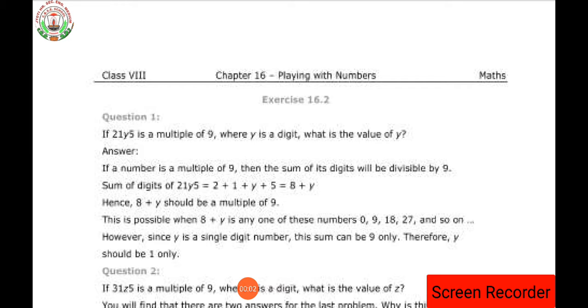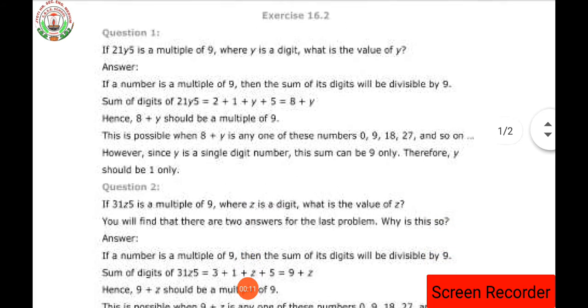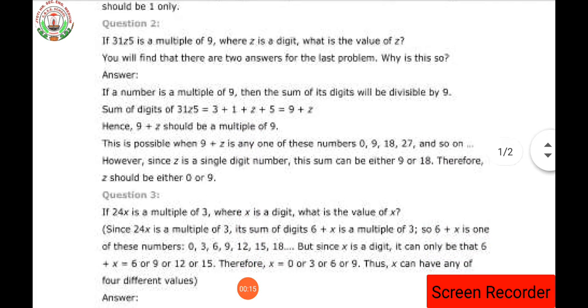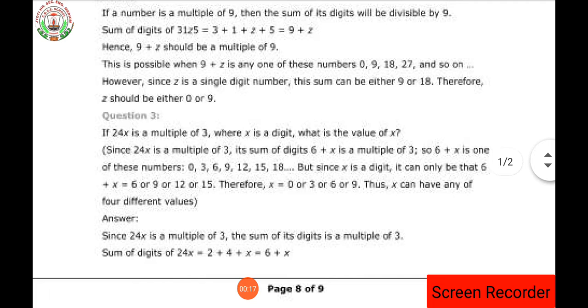Everyone, today we will have the revision of exercise 16.2 from chapter 16, Playing with Numbers. In the previous video we had already completed question number 1 and 2. So we are not going to see it again, as we already had the revision of this. Now let's see question number 3.